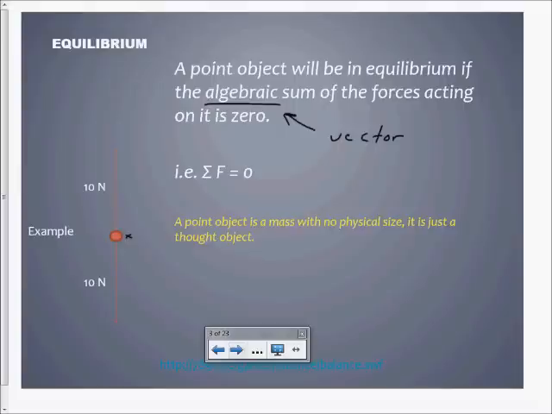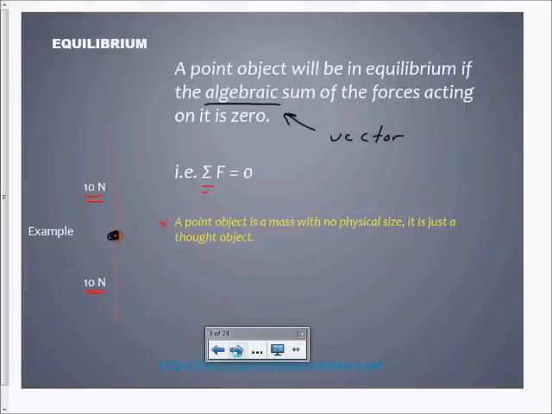So on the left-hand side here, we've got a fairly simple little situation where we've got a point object, and there are just the two forces acting on that object. We've got 10 newtons upwards, 10 newtons downwards. So the sum of the forces acting on that point is zero. If you're not certain, that sigma there means sum of, Greek letter capital sigma. Sum of the forces acting on the object is zero.